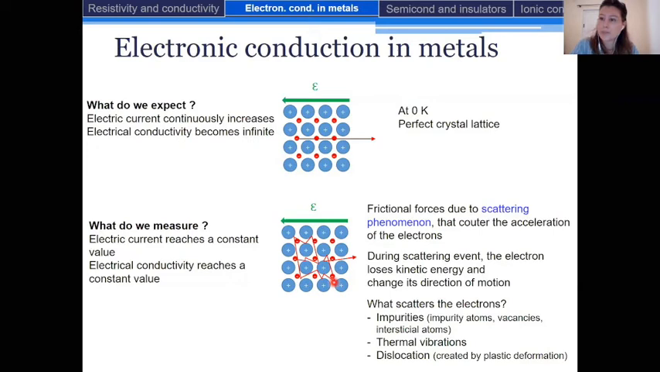So first of all, impurities. Impurity atoms, vacancies, interstitial atoms contribute to scattering the electrons. Then we have thermal vibrations, and finally, dislocations that are created by plastic deformation in metals. So we already described all these phenomena in other lessons. For example, impurities and dislocations are introduced when we talk about defects in metals, and thermal vibration when we talked about thermal properties.